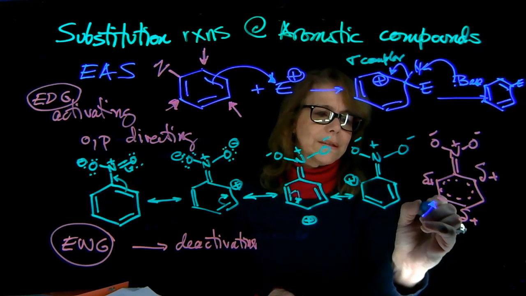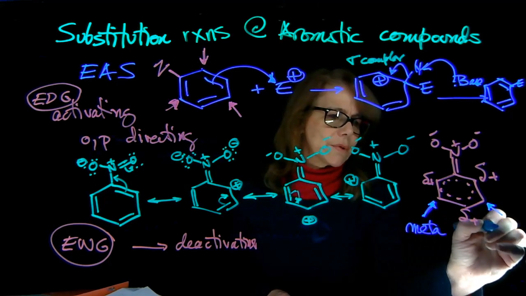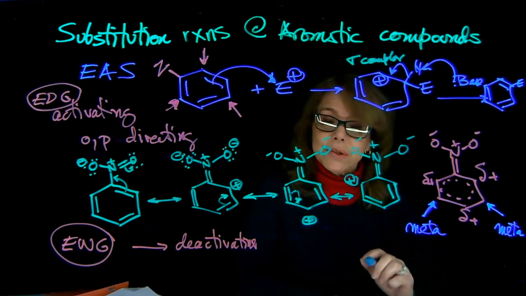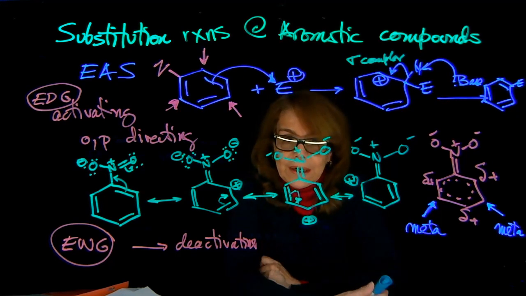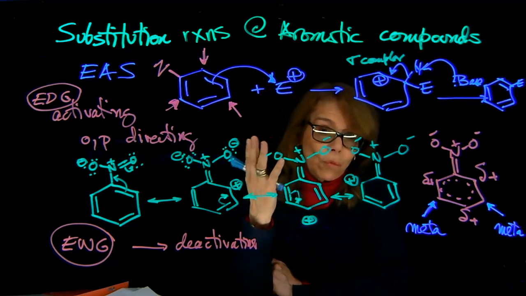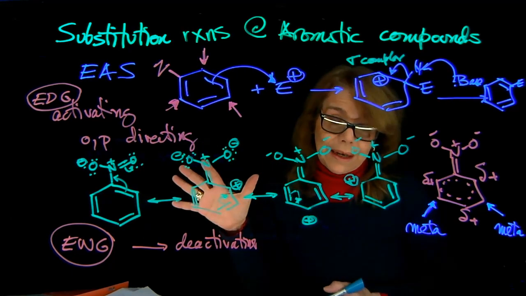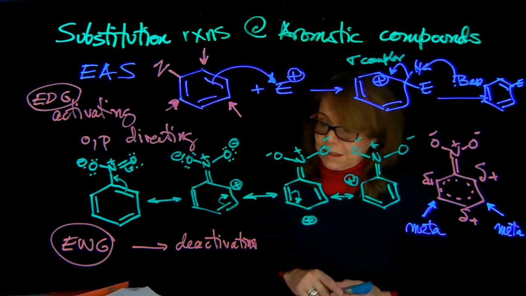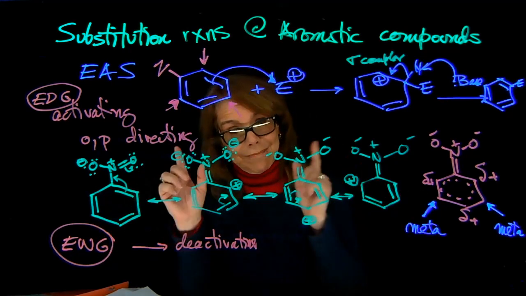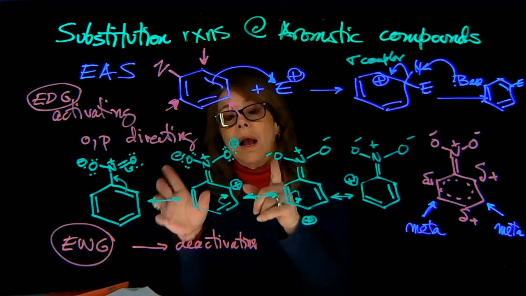So deactivating groups such as the nitro group are meta directors, again because the electron density at the ortho and para positions is less. You can also do that analysis for activating and deactivating groups by looking at the electron density distribution when you do the sigma complex, and why is that? Here, I'm just doing the analysis over the substrate, not the sigma complex, but you can do both.